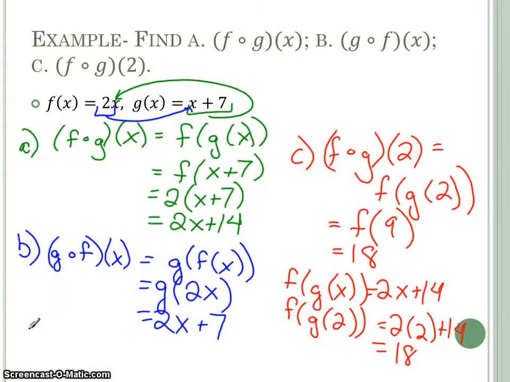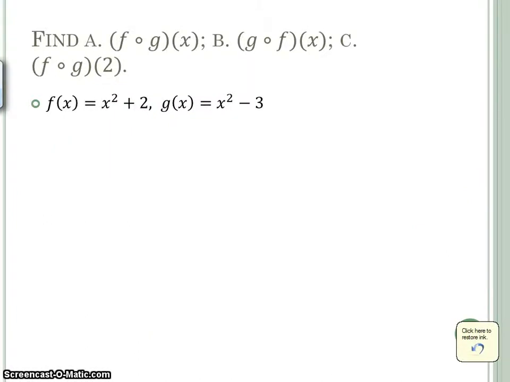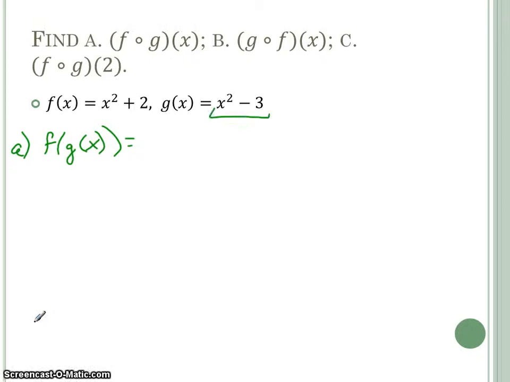Alright. So those were pretty basic functions. Let's step it up a little. Same thing, we're finding f of g of x, g of f of x, and f of g of 2. But this time, our f of x is x squared plus 2, and our g of x is x squared minus 3. So if we're first looking for f of g of x, that means we're going to take our x squared minus 3 and put it in to x in our f function.